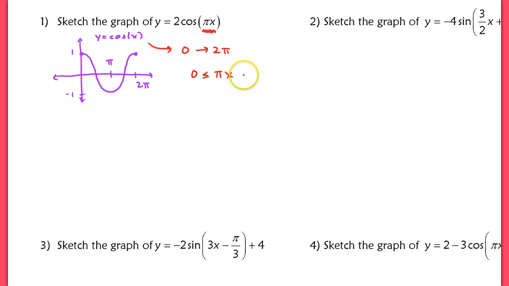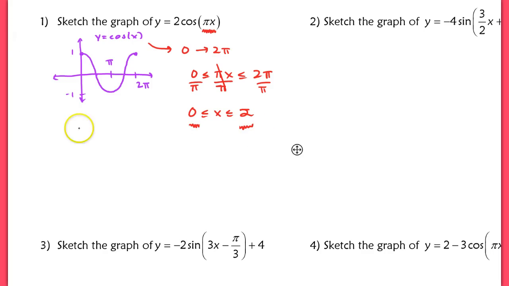So I have 0 is less than or equal to pi x is less than or equal to 2 pi. So again, I'm trapping pi x between these two values, 0 and 2 pi. If I solve for x here and isolate my x, dividing by pi on both sides, I end up with 0 is less than or equal to x is less than or equal to 2.